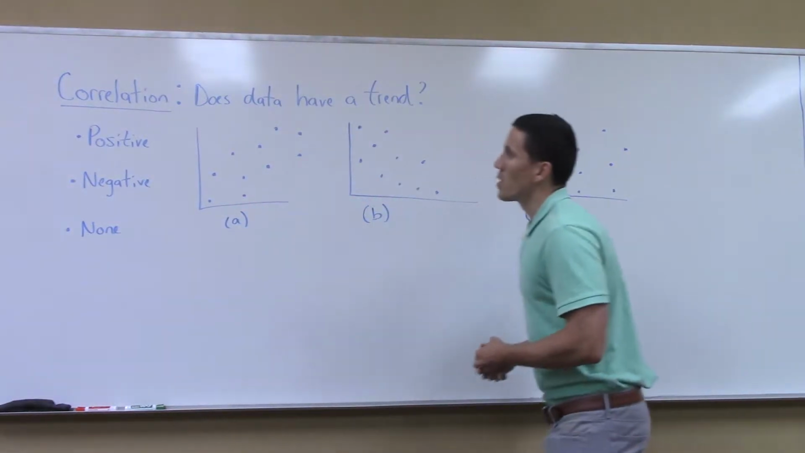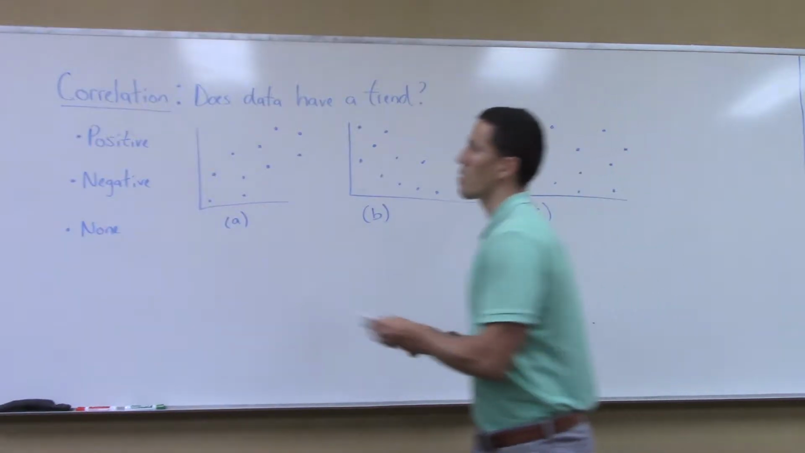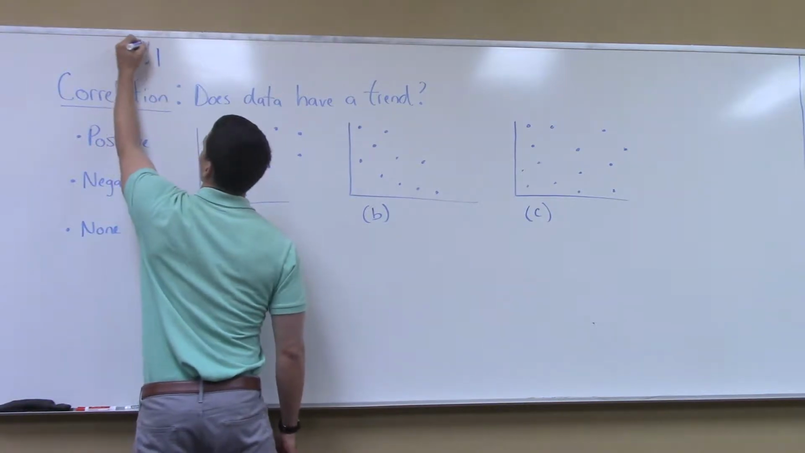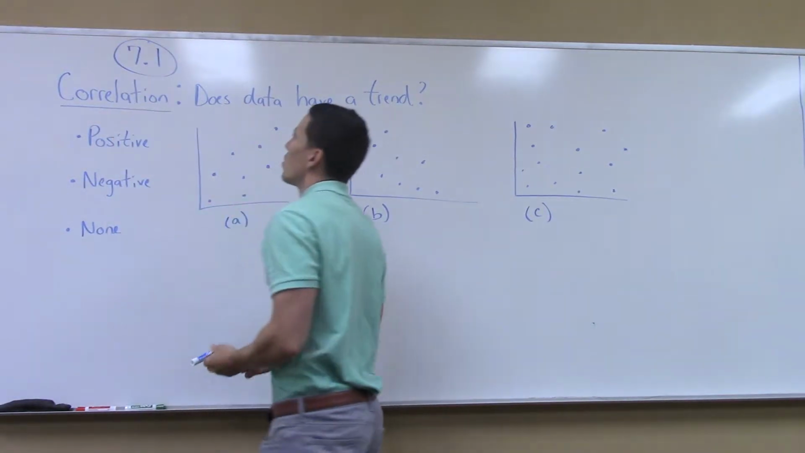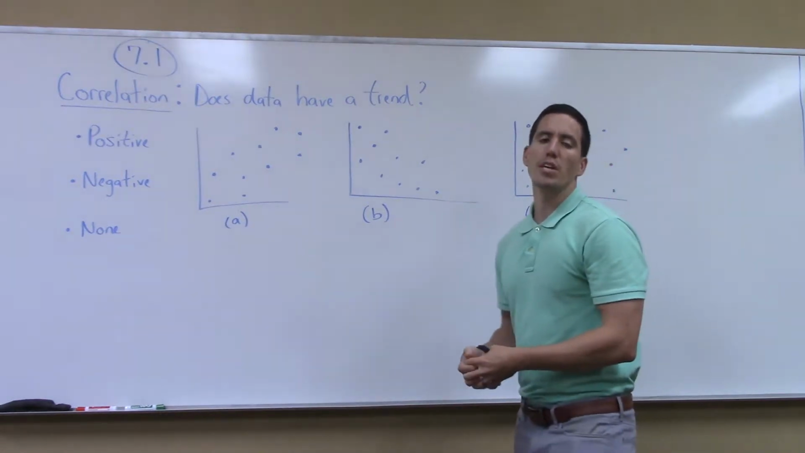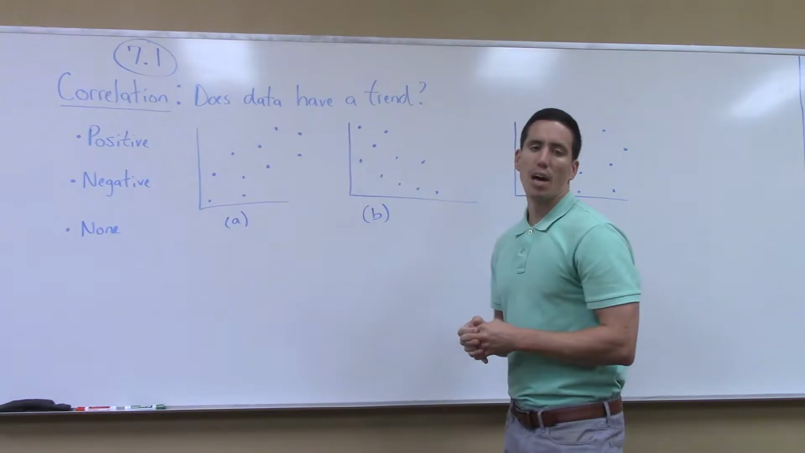So in this first one, we're going to talk about the concept of correlation. This is out of the very first chapter that we cover, the very first section in the very first chapter, which is chapter 7, section 1. The basic idea of correlation is understanding and identifying, does data have a trend?